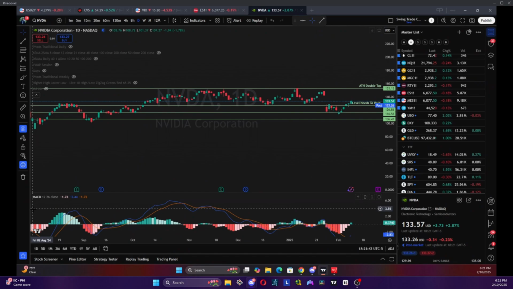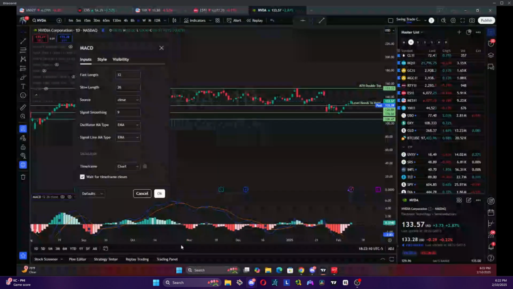So let's understand what MACD is. As you can see, we have a fast length, which is over here, the 12. You have a slow length, which is the 26, and you have a smoothing signal, which is the 9. You'll see how all of this plays out over here in a minute. But these are the default settings, and nothing needs to be changed. So let's dive right into it.